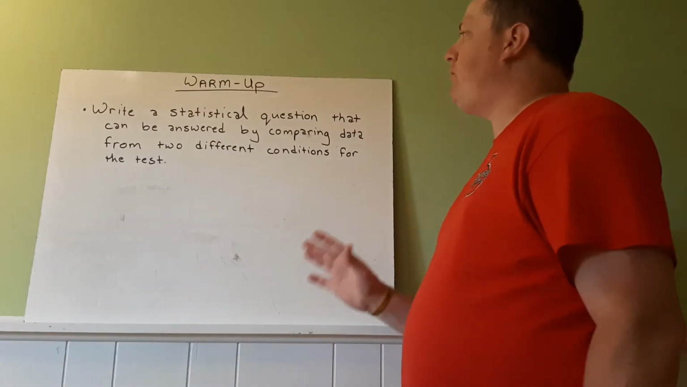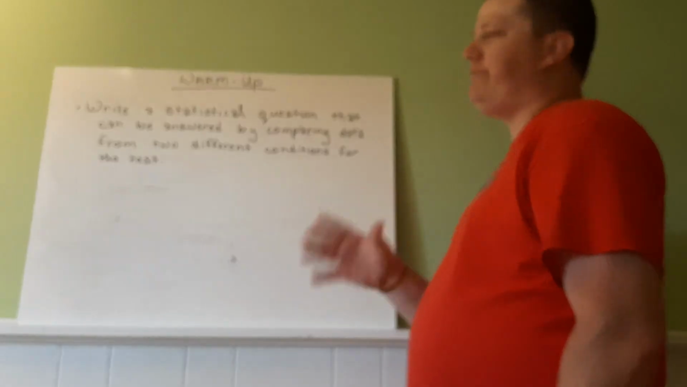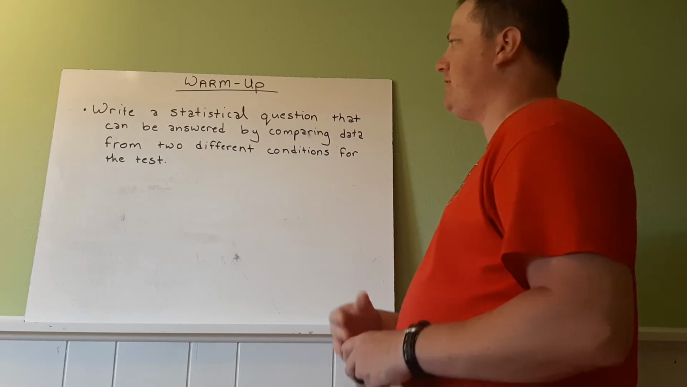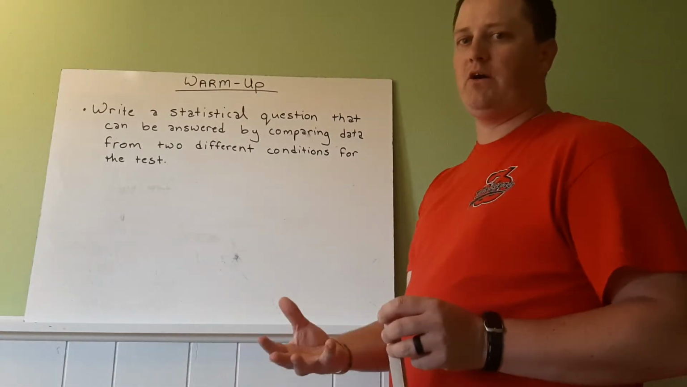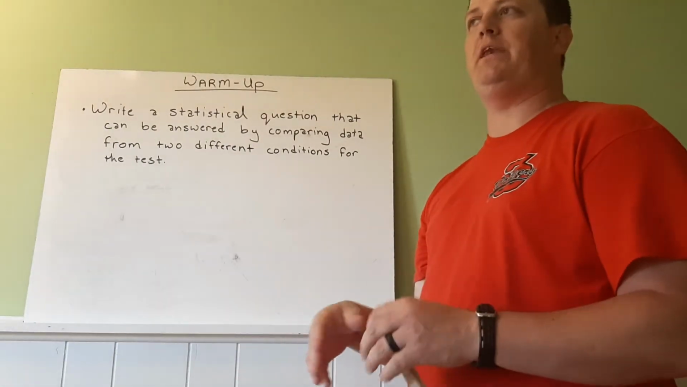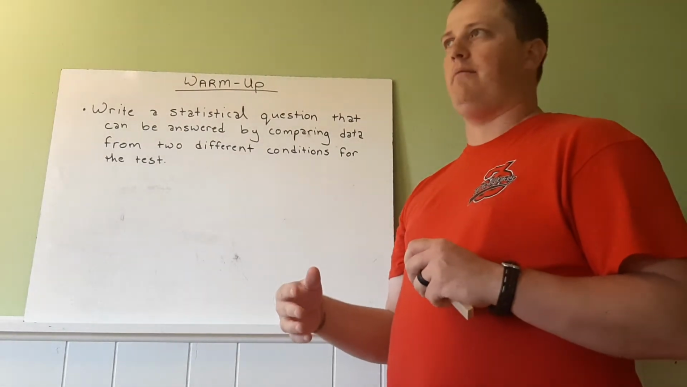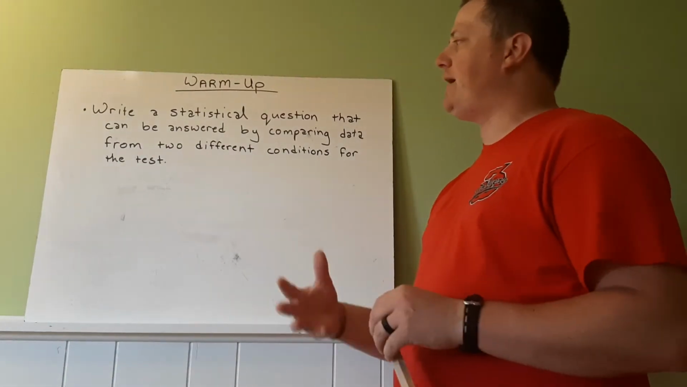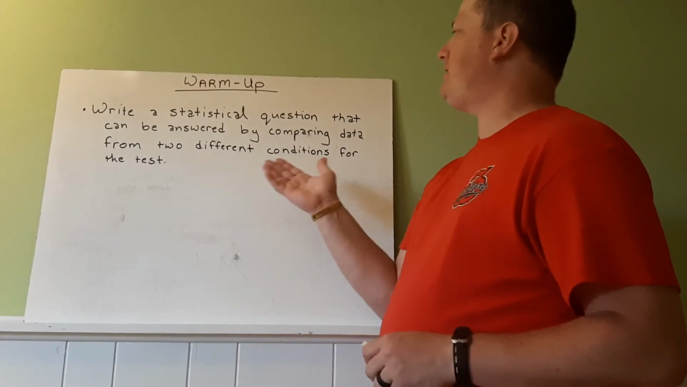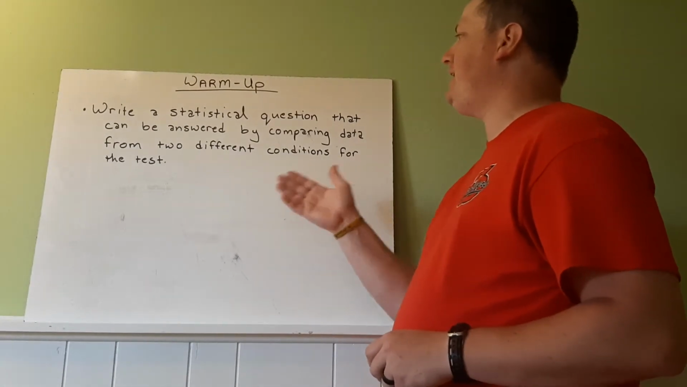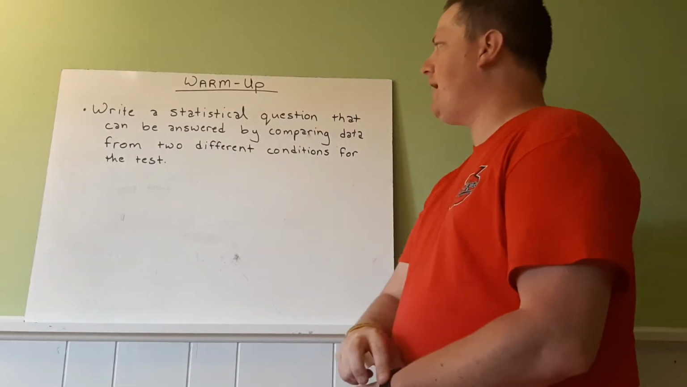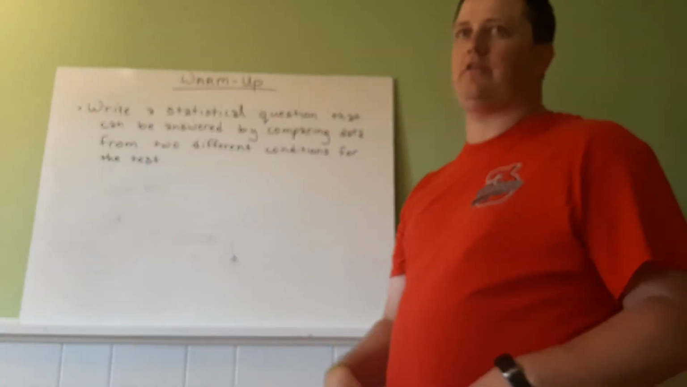All right, so what you're going to do is you're going to watch a video tomorrow in class, and then you're going to recreate kind of that situation. So I want to kind of map out what that video will look like, so you can get thinking of what your question will be, how you want to manipulate the situation to create your statistical question. So we're going to write a statistical question that can be answered by comparing data from two different conditions for the test. So what I want you guys to do is write two statistical questions.